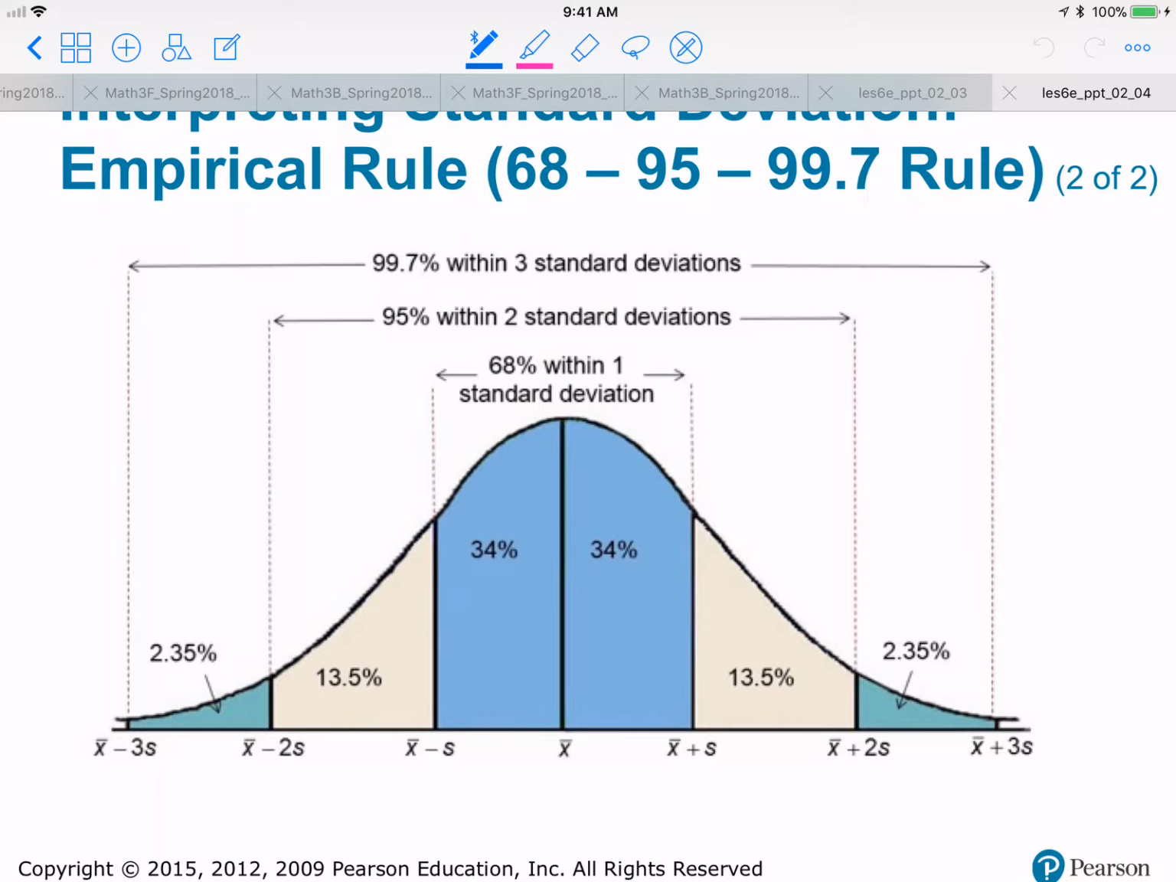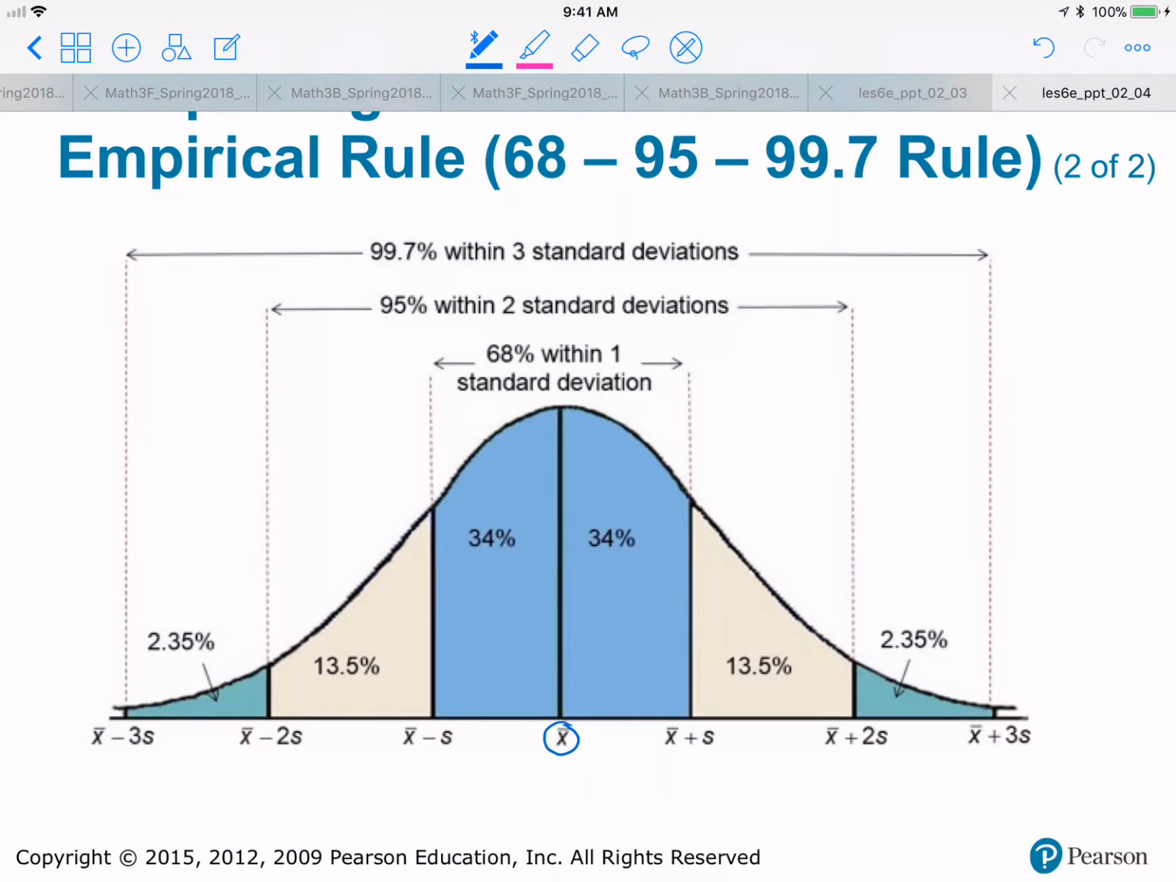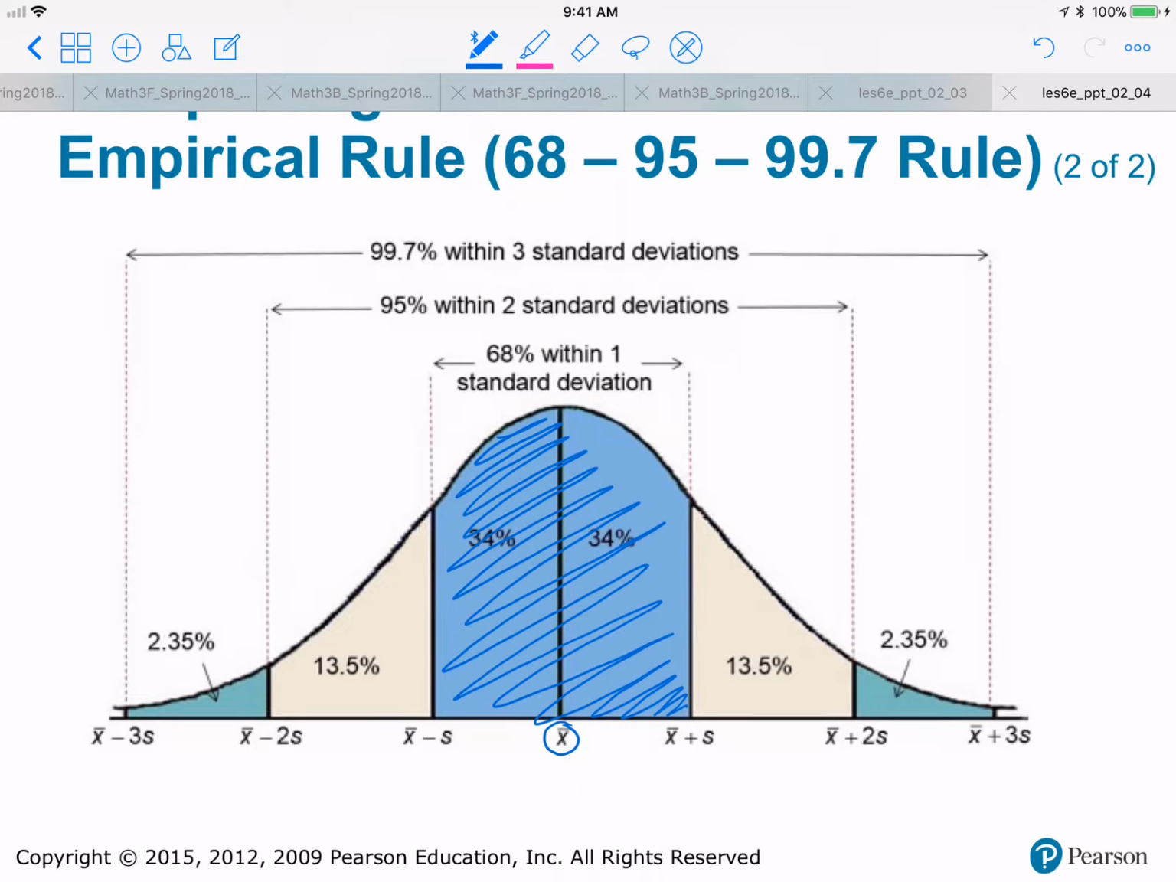So you'll notice here in the middle we've got the mean, because remember we've got a symmetric distribution, and one of the properties of symmetric distributions is that the mean is the same as the median, is the same as the mode, and they're all in the middle of the distribution, right? So in the middle we've got our mean, and now if we go up or down 1 standard deviation, we're saying that 68% of the data is between x bar minus s and x bar plus s, right? So that's 68% of the data.